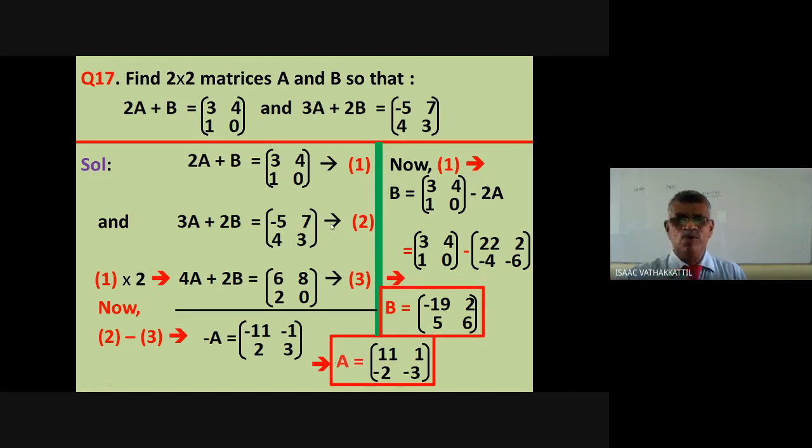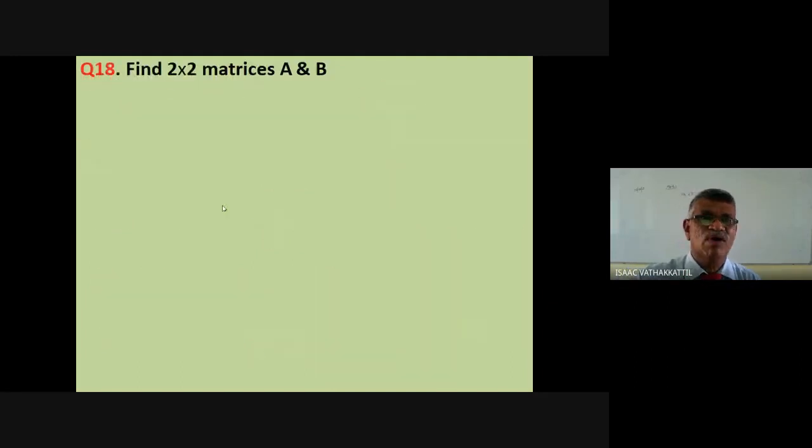So we solved the two linear equations in two unknowns a and b. The usual elimination method we applied. We are using that method comfortably. Let's take one more. Find 2 by 2 matrices a and b. I think you are getting the grip now.